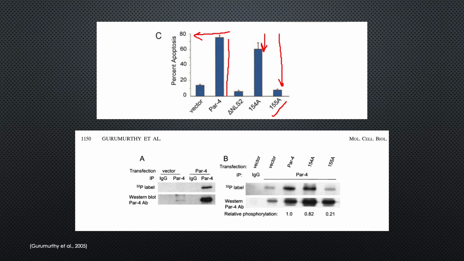In this bottom figure, they wanted to show that PAR4 was being phosphorylated at the 155th position. They used P32, and as you can see, in regular PAR4, you have phosphorylation. When you point mutate the 154th position, you still have phosphorylation with a slight decrease. However, when you completely change the threonine to an alanine in the 155th, you have a severe drop in phosphorylation.